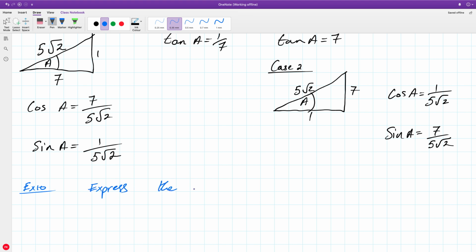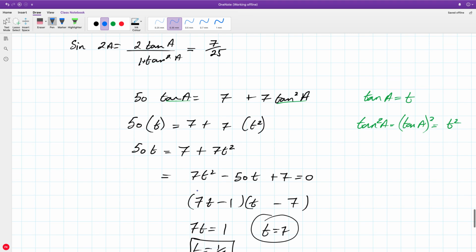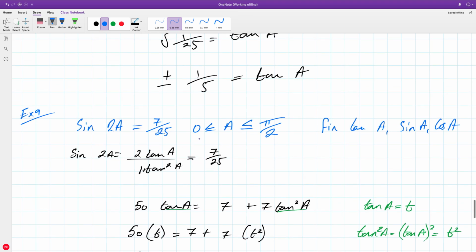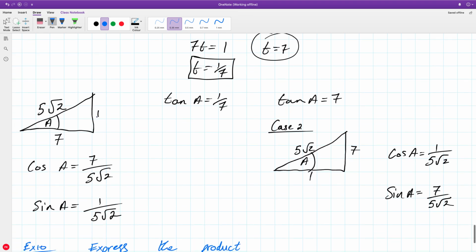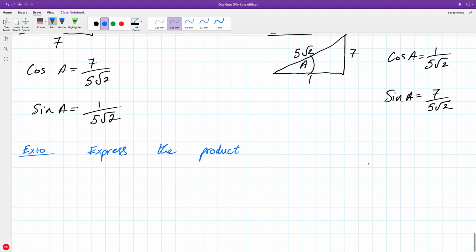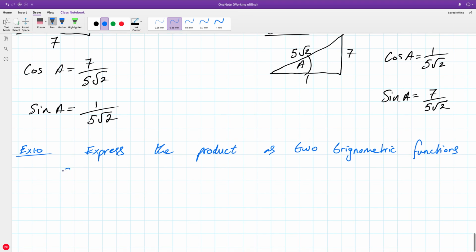Express the product as two trigonometric functions. This here? That just means right angle triangles. Express the sum as a product: the sine of 4 theta plus the sine of 2 theta.